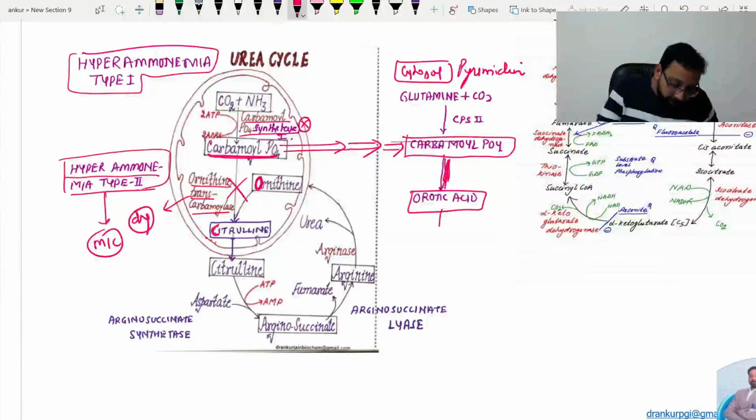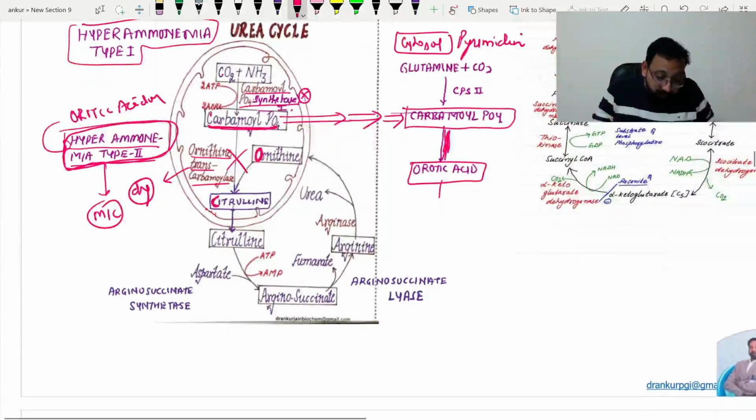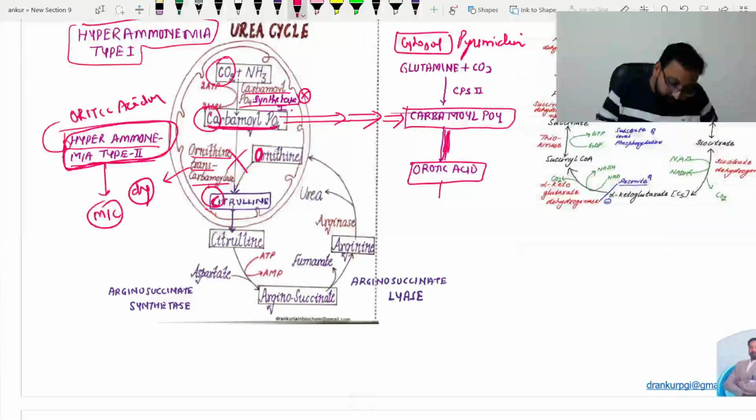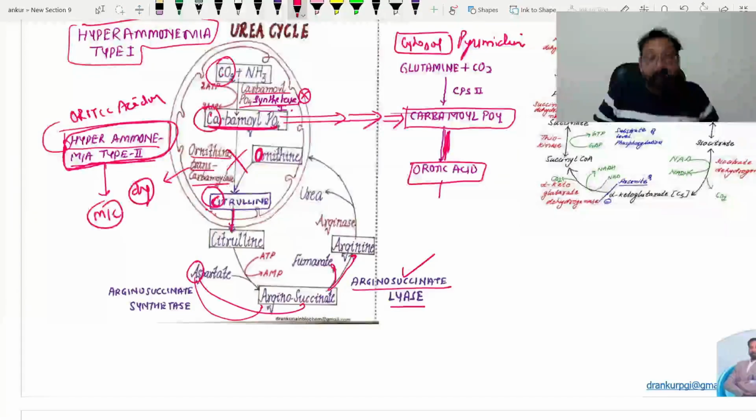In pyrimidine synthesis, carbamoyl phosphate is converted to orotic acid. So in type 2 hyperammonemia, clinical questions give orotic aciduria, and you mark the answer ornithine transcarbamylase very easily. Now this citrulline transporter transfers citrulline outside. Citrulline binds with aspartate, mnemonic AS: whenever aspartate joins, A for argino, S for succinate, arginosuccinate is formed. This arginosuccinate is converted to arginine and fumarate by arginosuccinate lyase.